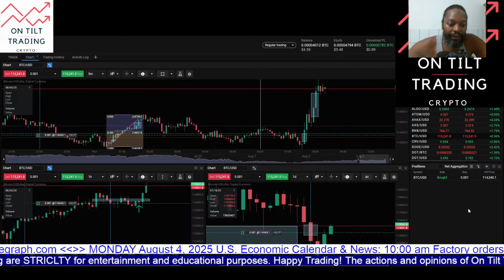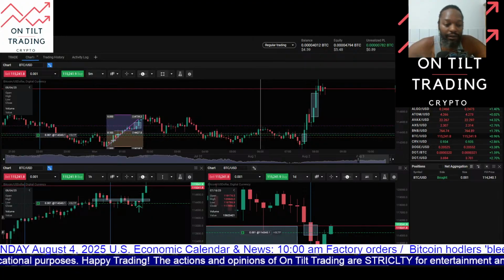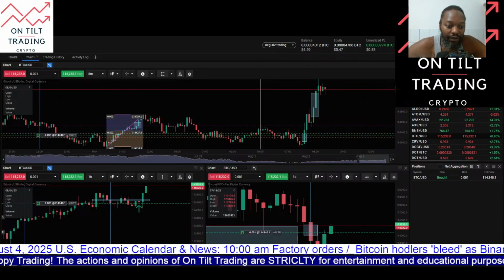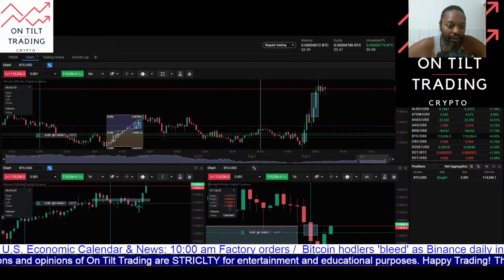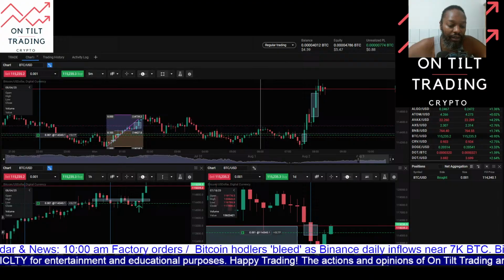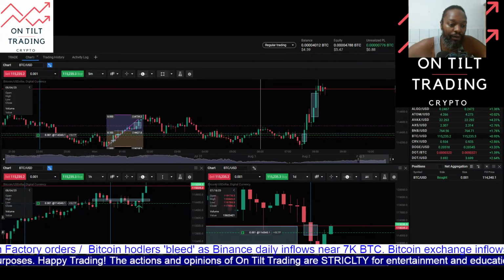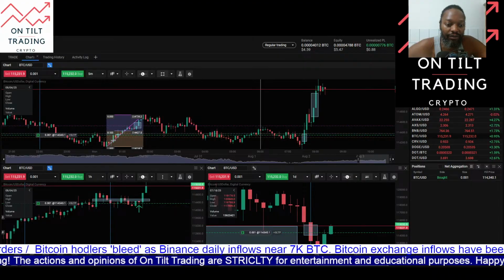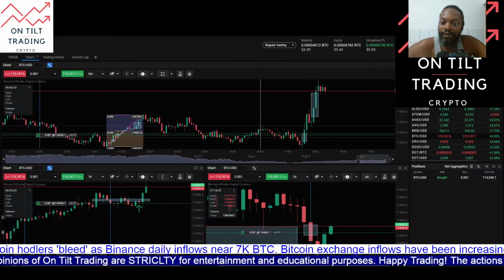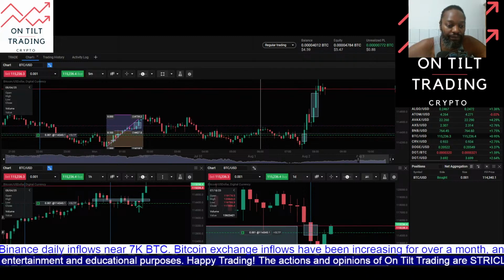So price reacting nicely from testing this level here, or at least here. You can see these tests of the low of the fair value gap series of candles, and back to sell side delivery here, 115.200.